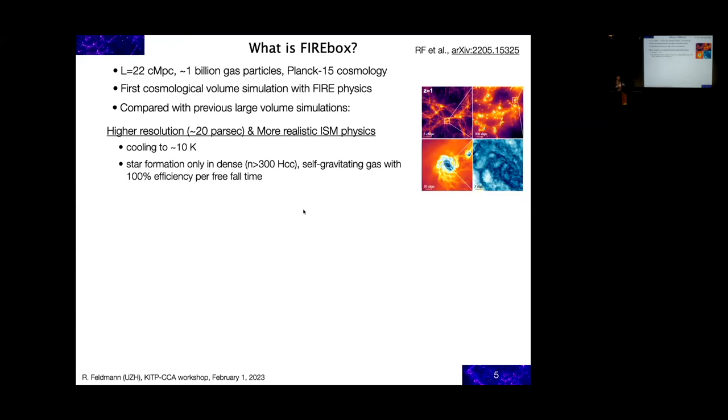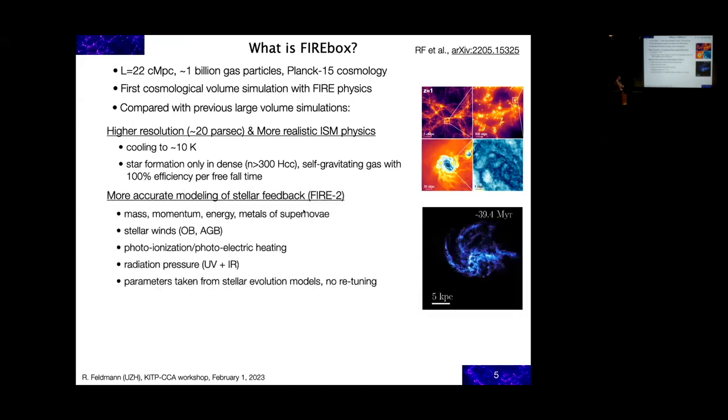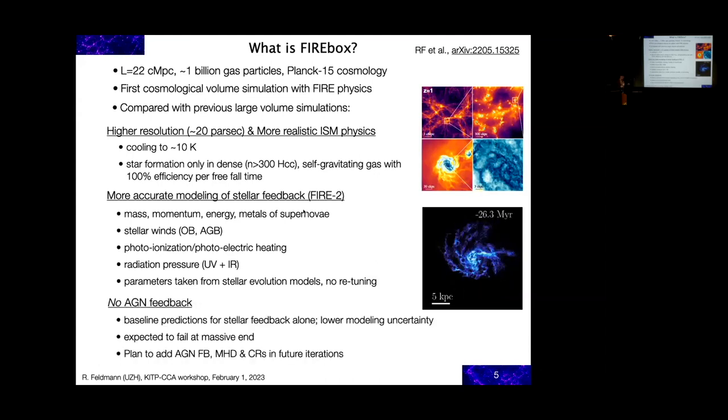So there's no cap coded; we don't lower the efficiency there. The actual efficiency that you get out, if you measure how efficient star formation is, is of course much lower because of feedback. So here we use the FIRE-2 feedback, which includes mass, momentum, and energy from supernovae, stellar winds, and other effects. What we do not include here is AGN feedback. So that's something that you have to keep in mind when you look at the results of the simulation.